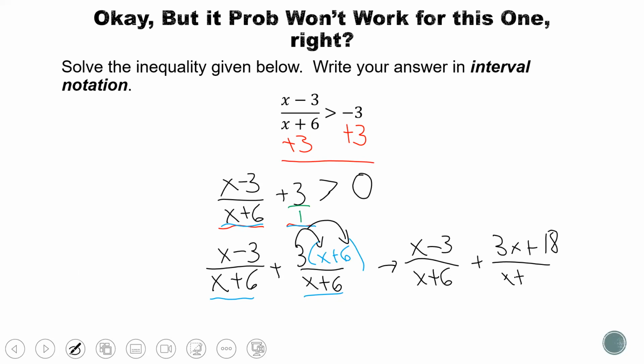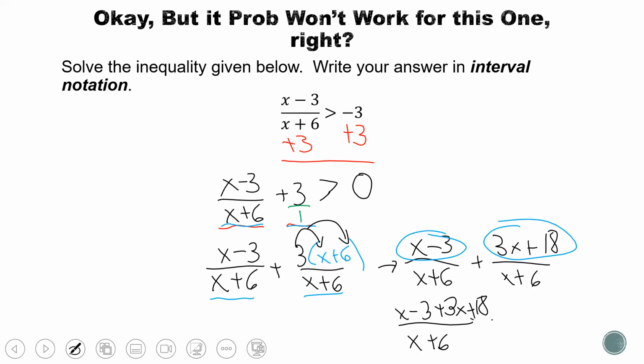And then we have x plus 6 in the denominator. Now that we have common denominators, we can add these two. The way that we add things with common denominators is we add their numerators. So this will be one big expression with x plus 6 in the denominator. We have the first numerator, x minus 3, plus the second one, which is 3x plus 18.